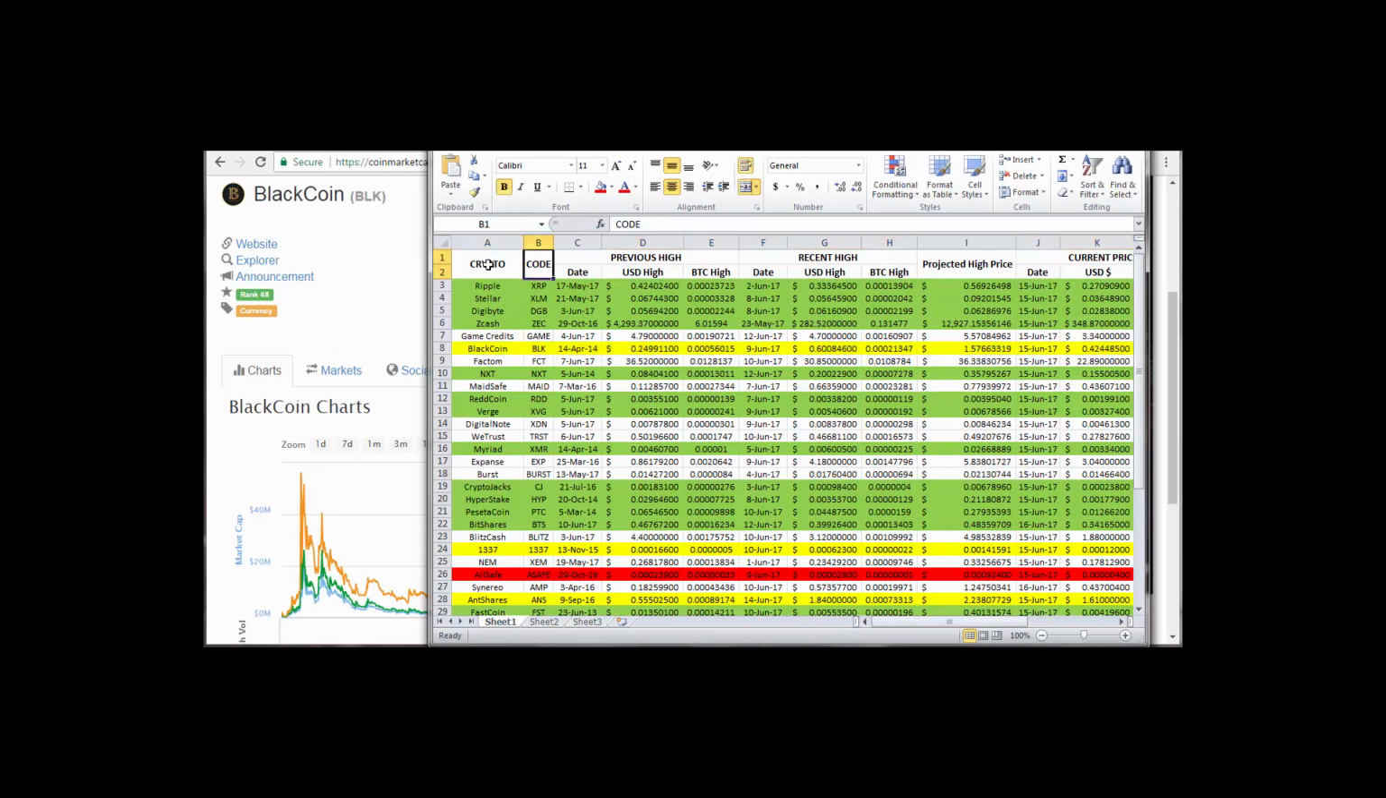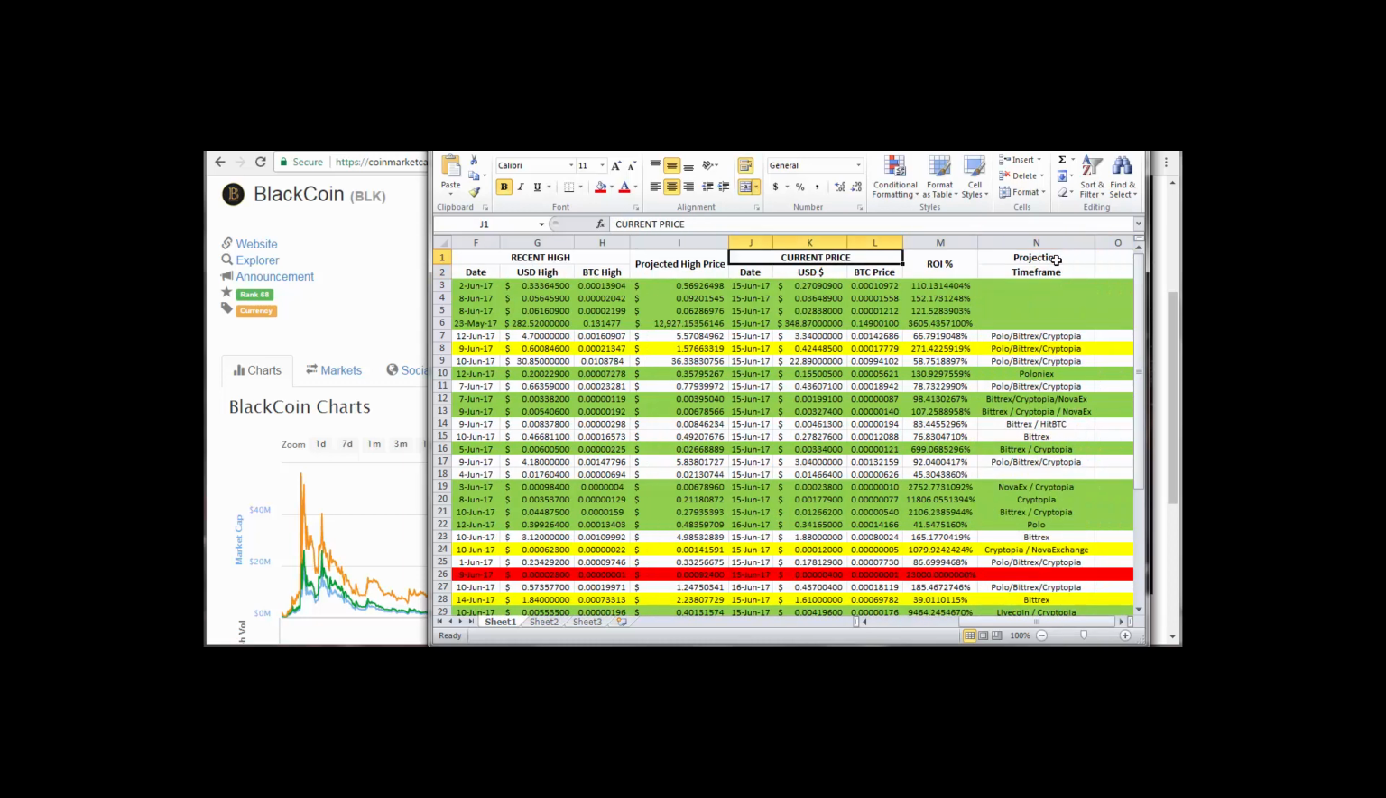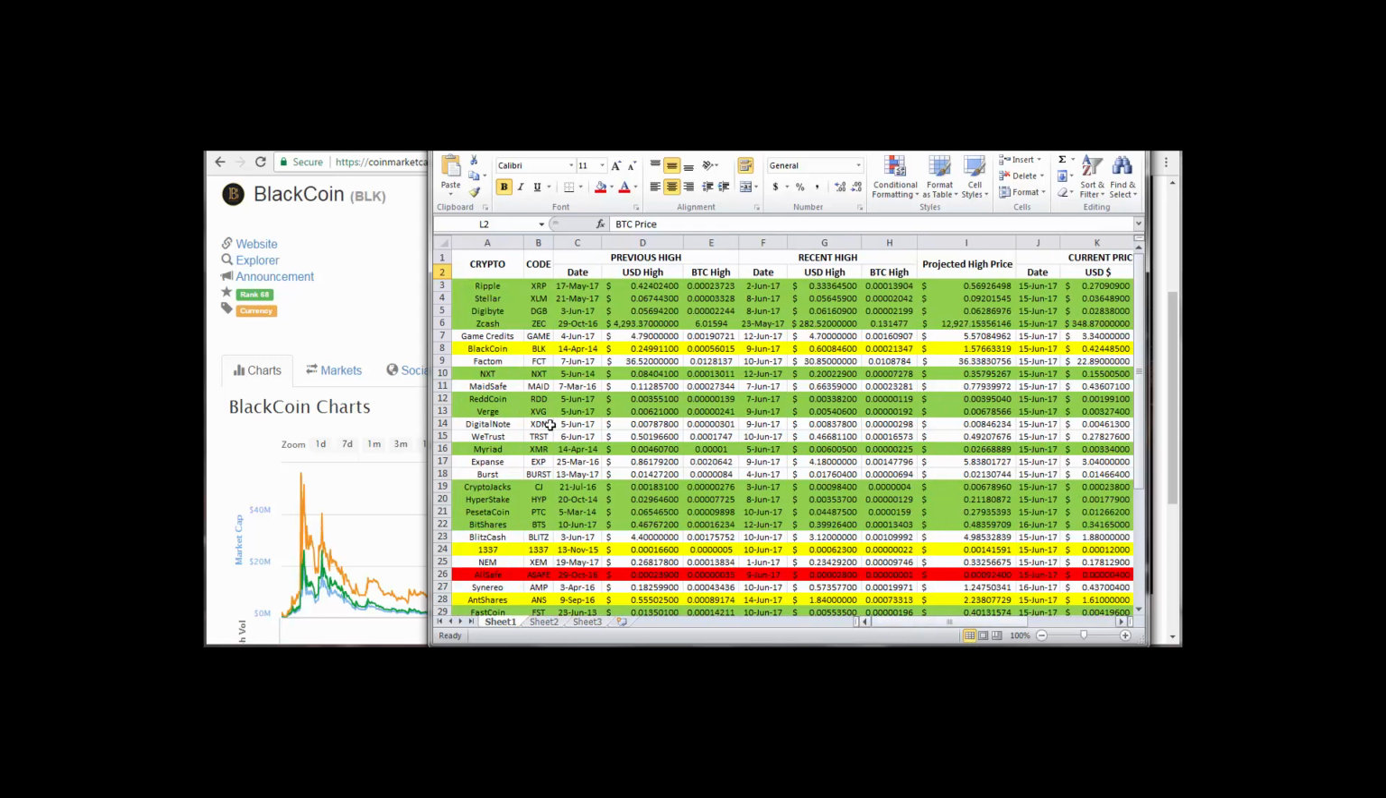It's got crypto, the code, the previous high, the date of the previous high, the US dollar price, the BTC price, the recent high, the date, US dollar high, BTC price, and then BTC high, and then it projects the price after I input all these details. Then I input the current price, the date when I did that, the current price in US dollars, then the BTC price, and from that it calculates my ROI.